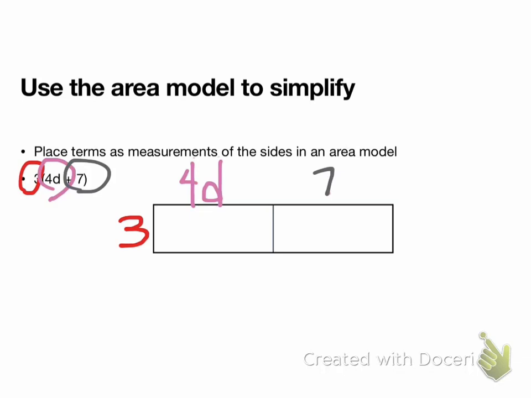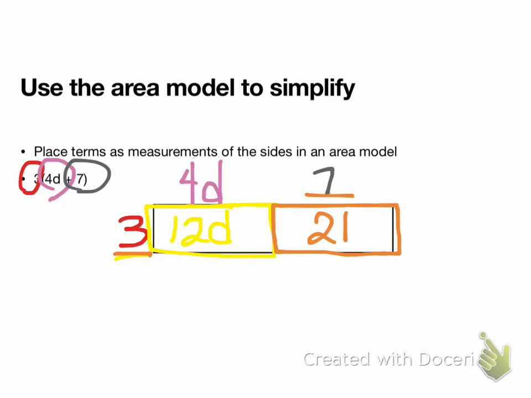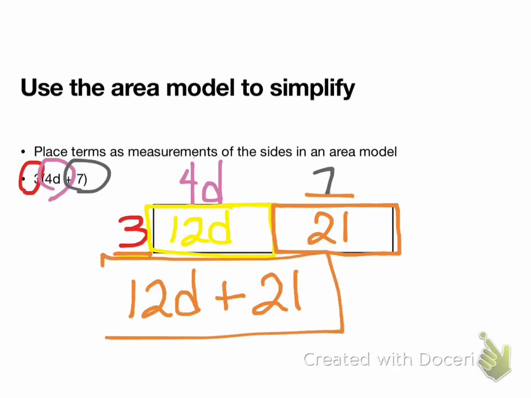To do that, I'm going to multiply to find the area of each rectangle. Length times width for this rectangle is 3 times 4D, which would be 12D. So the area of the first rectangle is 12D. Then I need to find the area of the second rectangle, which is highlighted in orange. The length is 3 and the width is 7, so 3 times 7 is 21. To find the total area of both boxes together, I take the area of my first box, 12D, and add it to 21, the area of the second box. So when I multiply 3 times 4D plus 7, my answer is 12D plus 21.